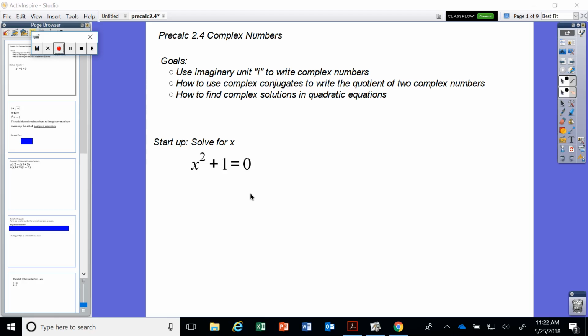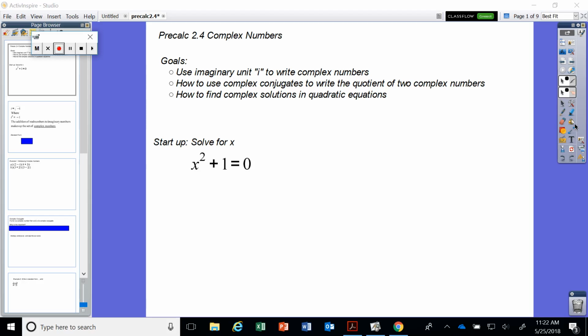It's different. It's almost like you're diving into a different universe of numbers, and we don't always think that these things exist, but there actually is great purpose and use for them. It gets a little bit exciting to deal with an imaginary unit that we normally don't get to see on an everyday basis. So let's take a look here. Our goals are to use that imaginary unit i to write complex numbers, how to use complex conjugates to write the quotient of two complex numbers, and throughout this section we are going to find complex solutions of quadratic equations.